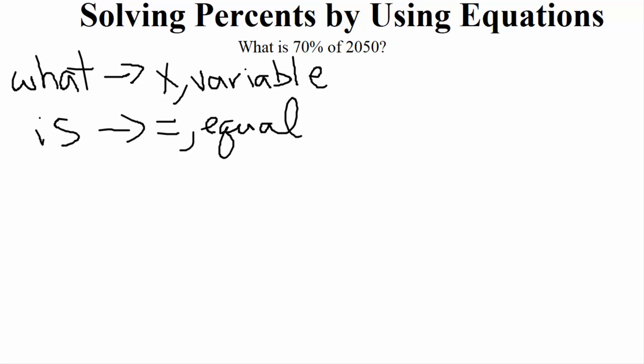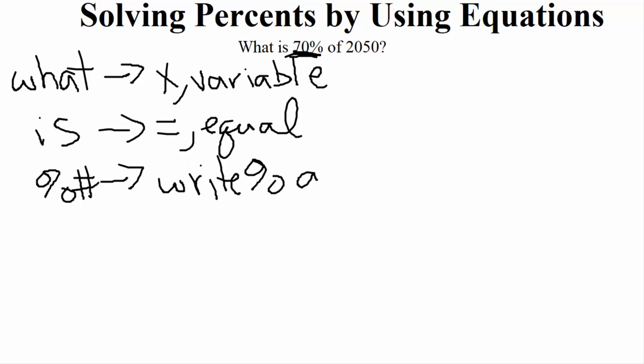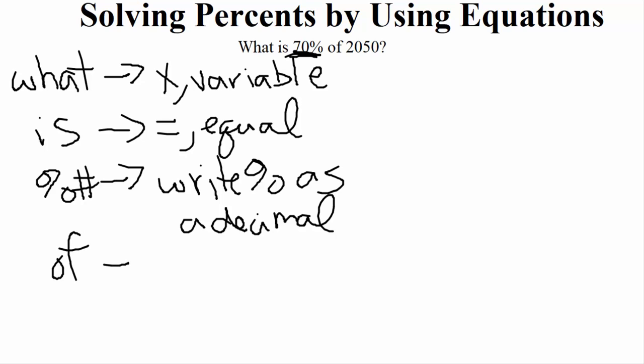Okay. Also, when you see a percent, right, a percent number, such as the 70% that we have right over here, what you need to do is convert that to a decimal. So write percent as a decimal. And the last keyword is the keyword of. Of in math actually means to multiply. So I'm going to use the dot symbol here. So it means to multiply. So when you see of, just think multiplication.